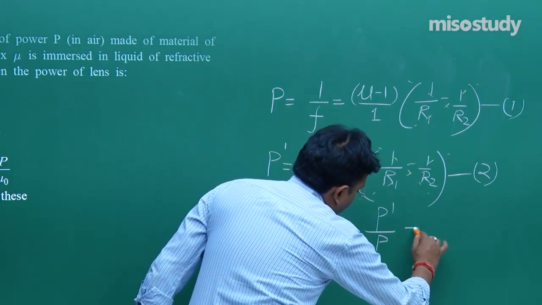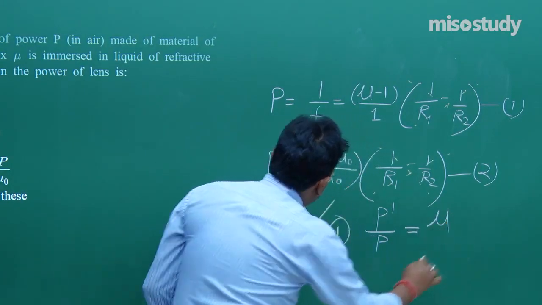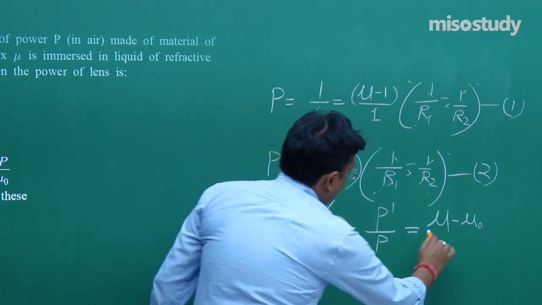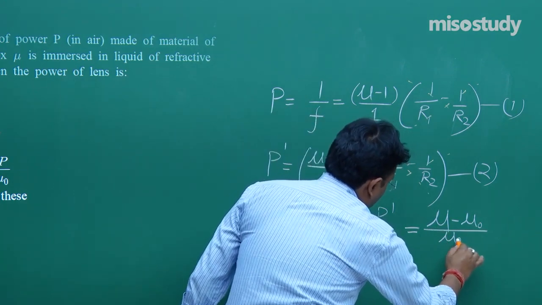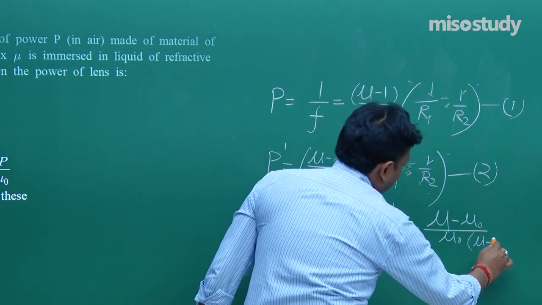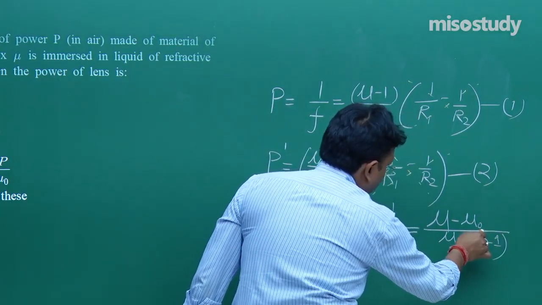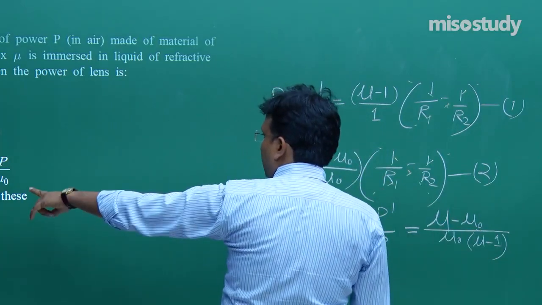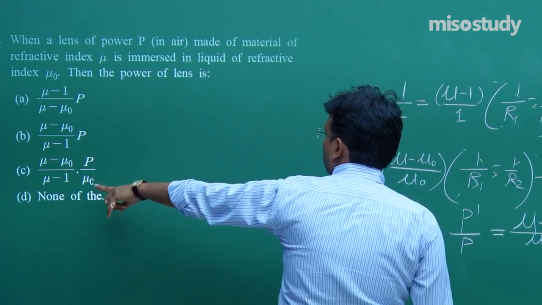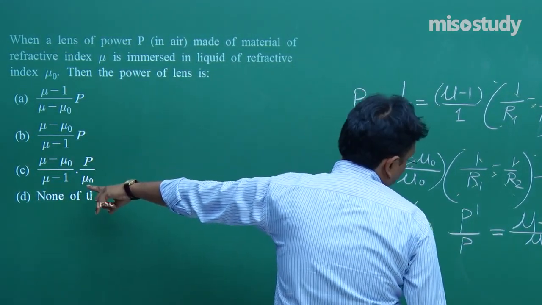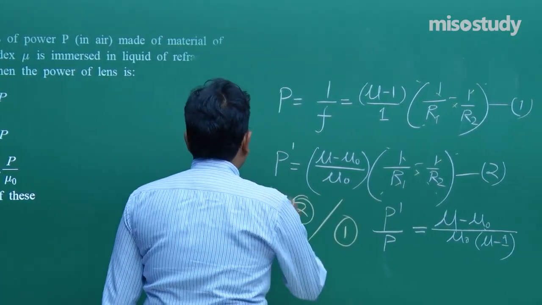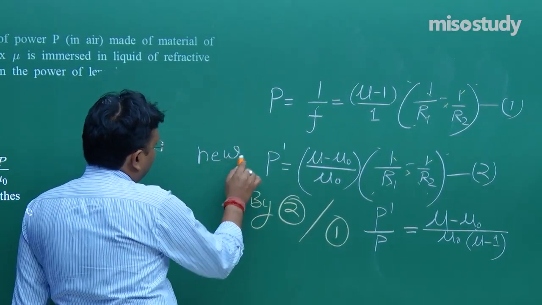So you will get over here mu minus mu naught, it is clearly visible, upon mu naught, and then this one, mu minus 1, fine. So from here P prime is equal to mu minus mu naught upon mu minus 1 times P upon mu naught, fine. So this is your correct answer, because this P prime is the new power.